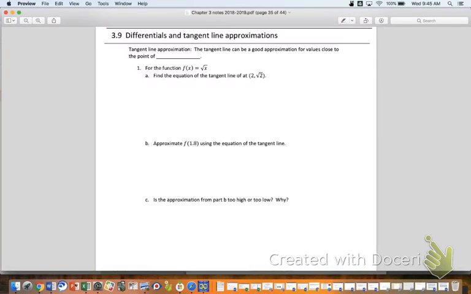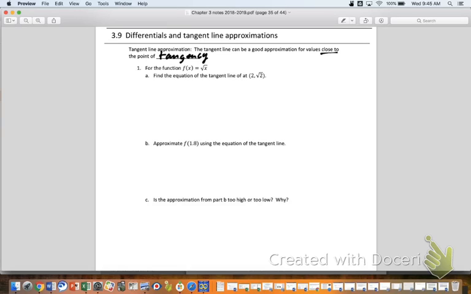And of course, your definition of close is certainly up for debate, as is mine. But if we all agree on what close is, then we can say, hey, this tangent line is a pretty good approximation for whatever curve we're dealing with. So I thought I would have you guys run through 1A first, okay?